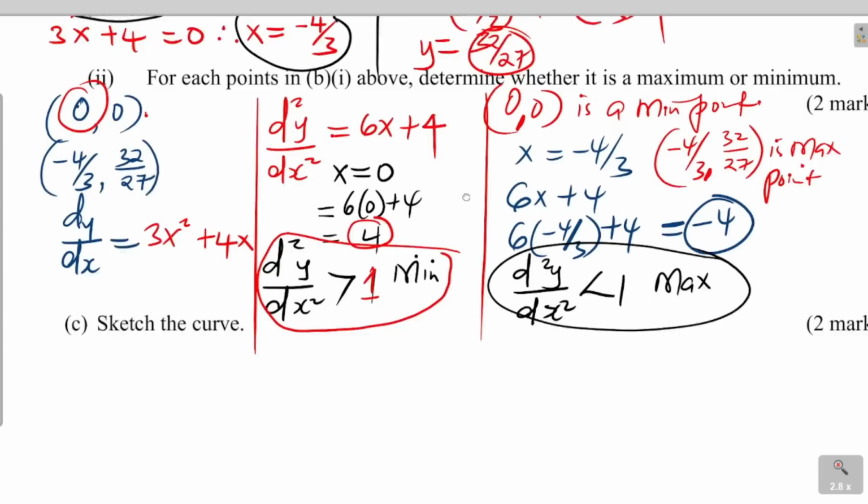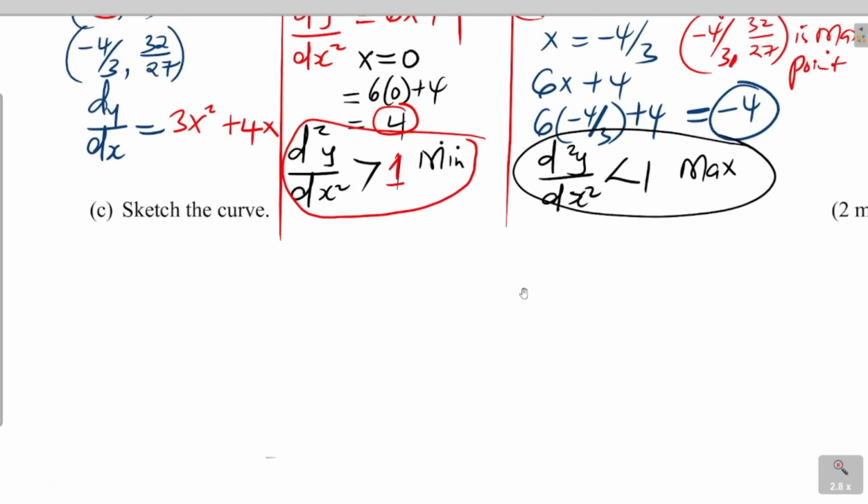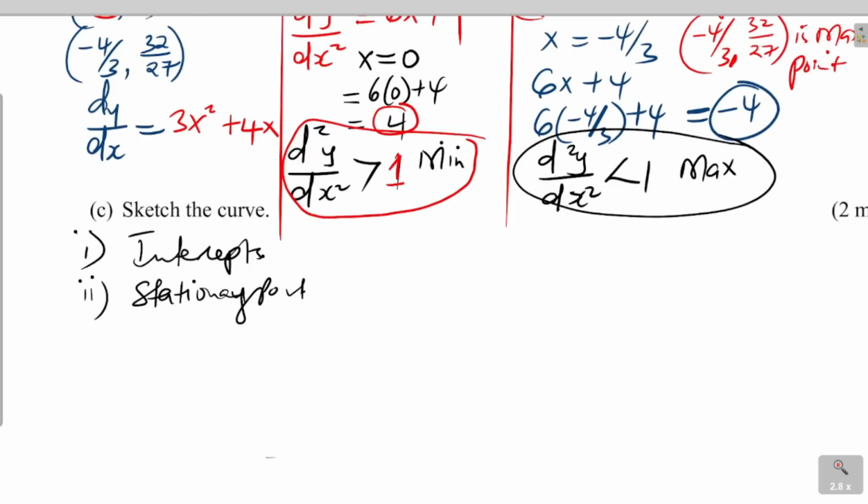Now the last question is sketching the curve. We sketch the curve. Now when sketching the curve, you need one, the intercepts, and two, the stationary points. So those are the two things that you need to sketch the curve.